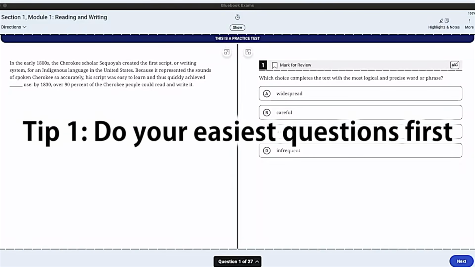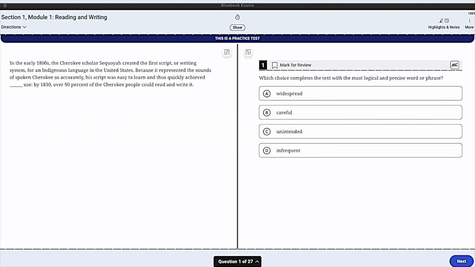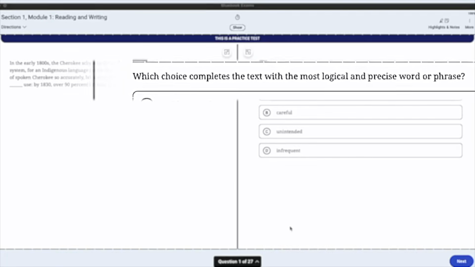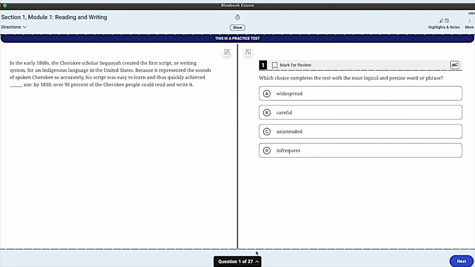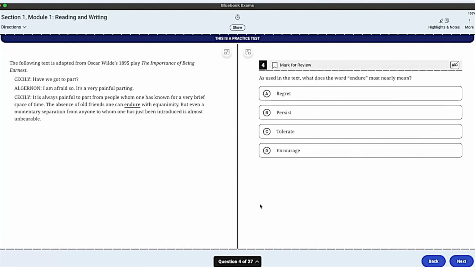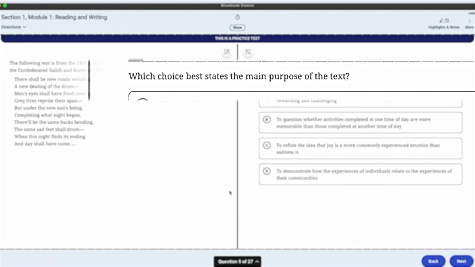first. This is going to depend on you. Some questions will be easier for some students than others, but as a rule of thumb, go ahead and start with these words and context questions. They tend to go quickly if you know them. These will usually be the first 4 or 5 questions. So if I jump to question 4 here, we've still got words and context. Once I get to 5, boom, we've moved on to main purpose.